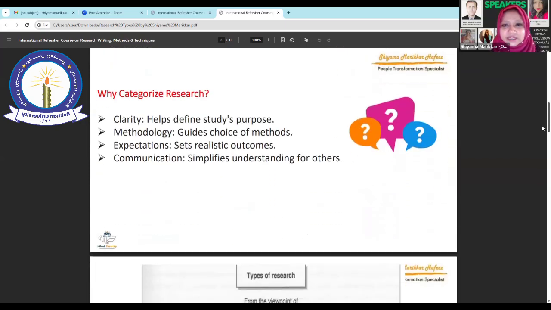Why do we have to categorize? Let's look at why we have to categorize research. Is it important? Yes. Why? As I already mentioned, the clarity comes. First, you know that this is my question, or this is what I'm going to do, what methods and everything I'm going to use. Then it gives you a picture of clarity. So it helps define your study's purpose.